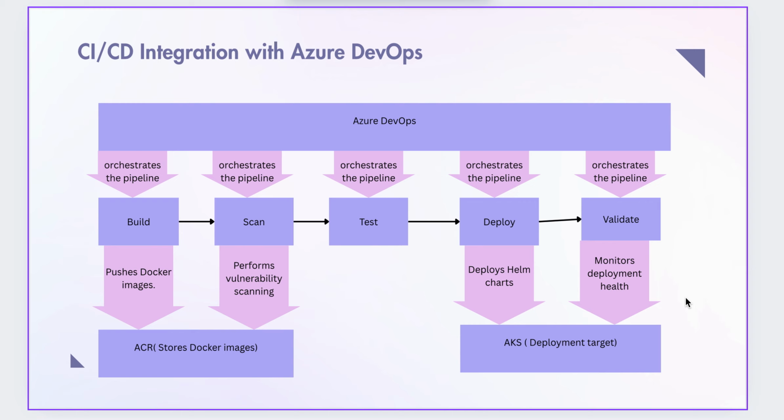Here's the CI/CD pipeline for Payment Hub on Azure Kubernetes Service, automating deployments to handle millions of daily transactions. This diagram shows the flow from build to validate, orchestrated by Azure DevOps with Azure Container Registry and AKS as key players.